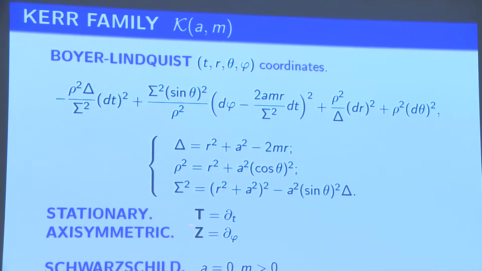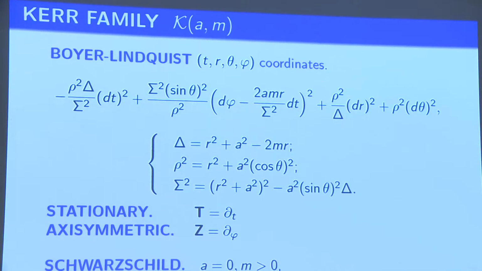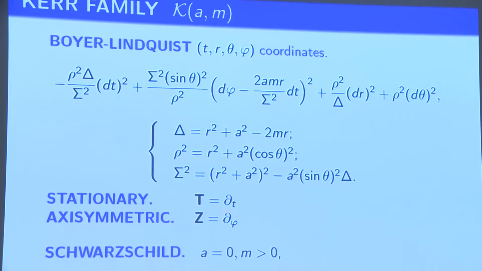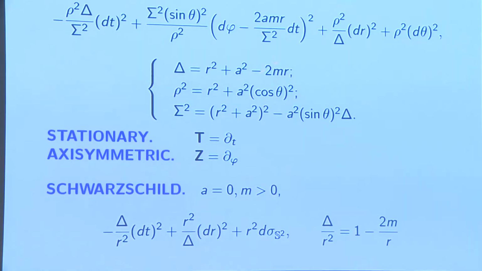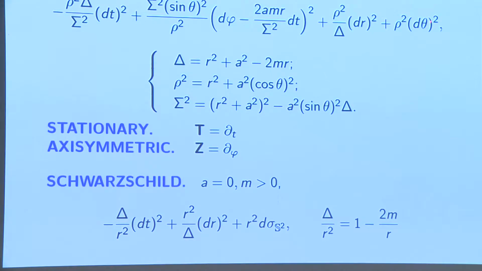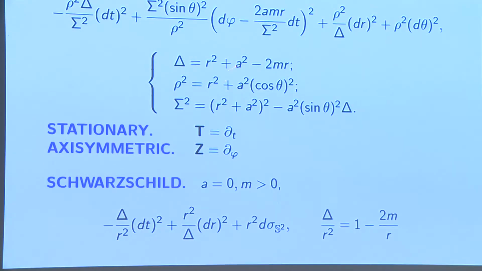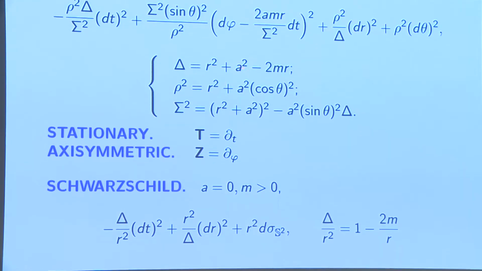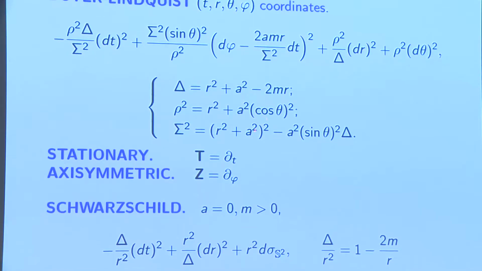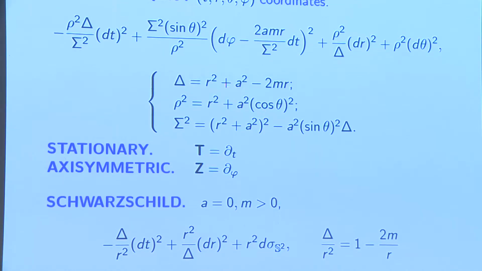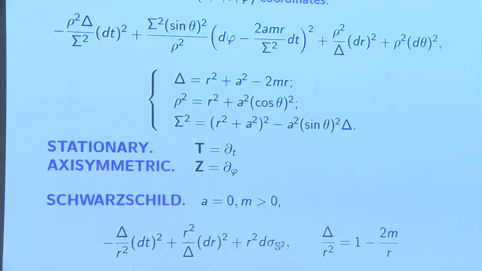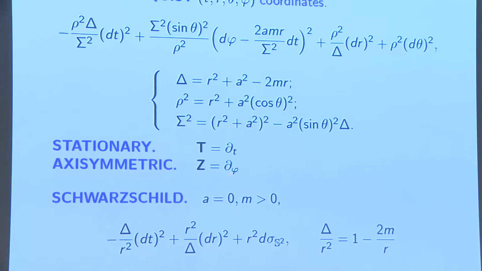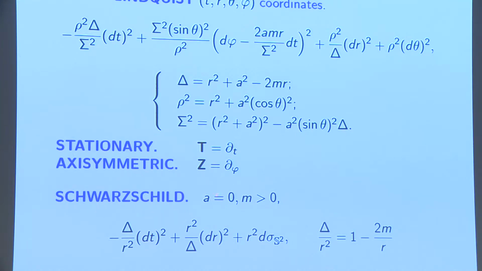In other words, this vector field is a Killing vector field, indeed, in the sense of this definition. And you also see that the metric is asymptotically flat. These coefficients are very explicit, and as r goes to infinity, you get the Minkowski space. In addition to stationarity, you also have axial symmetry. The coefficients are also independent of phi, which corresponds to the fact that the vector field Z, which is d over d phi, is indeed a Killing vector field.